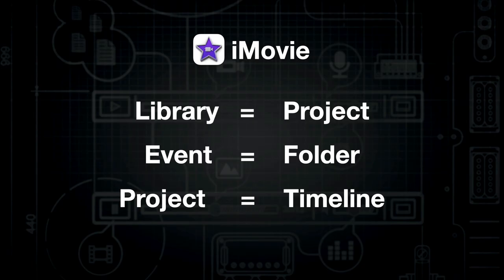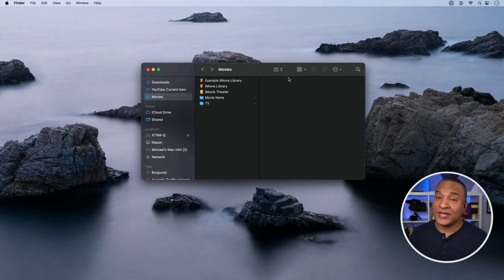How I like to think of iMovie's filing system that helps me sort of get my head around this concept and helps me better organize my projects: a library to me is equal to a project. An event is equal to a folder. And a project in iMovie to me is a timeline. When I think of it this way, it's so much easier to understand what's going on in iMovie and to organize my projects. In iMovie, it's very simple to create a new library. And you can do this without going into iMovie.